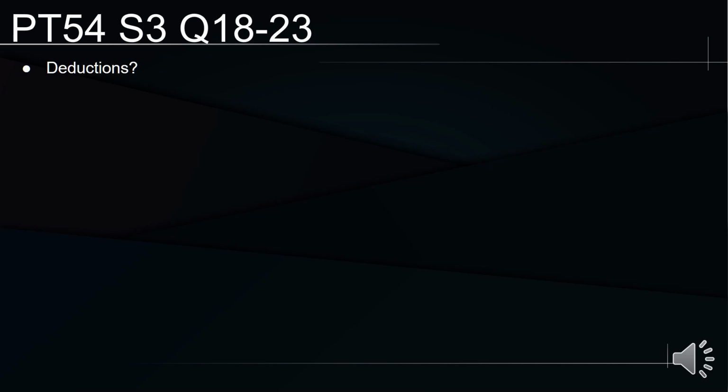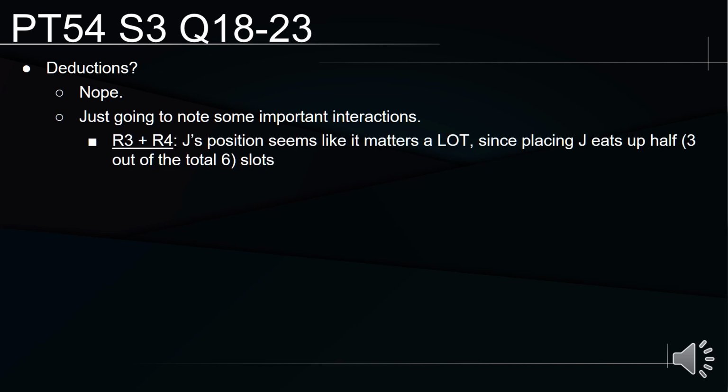Alright, so that brings us to the oft-skipped deduction stage, and yeah, I have no deductions. A big note from me. The only thing I'm going to do is note some important interactions here. Note that these are not really deductions, they're just taking note of how the rules may play into each other. We're not really setting anything in stone in terms of, I figured this out ahead of time. Rule 3 and Rule 4, the ones about J, are kind of interesting because really, if you think about it, Rule 3 governs everything that happens when J is in slot 4.